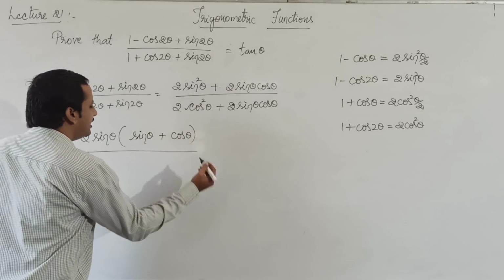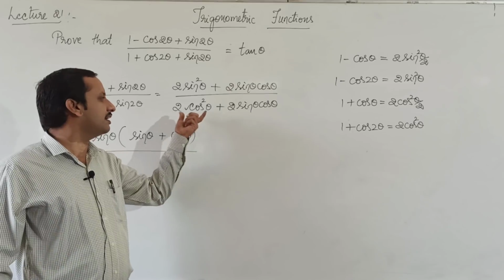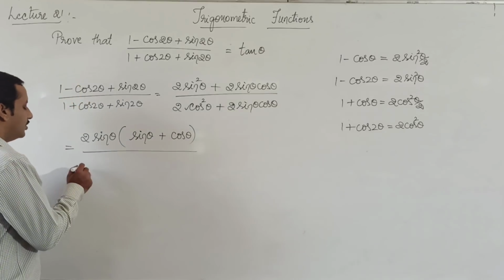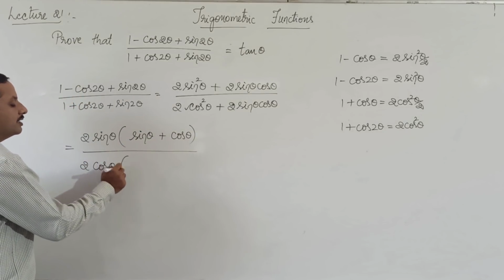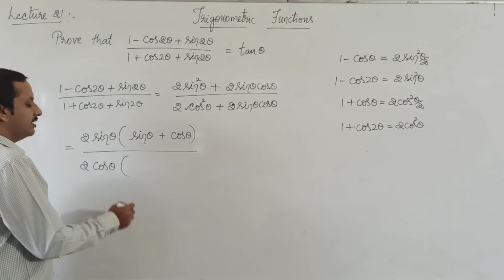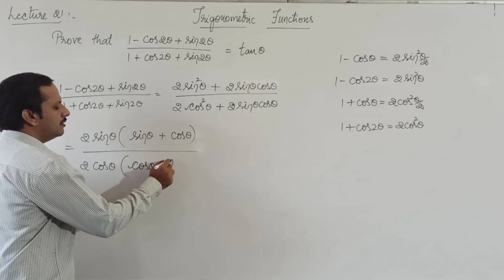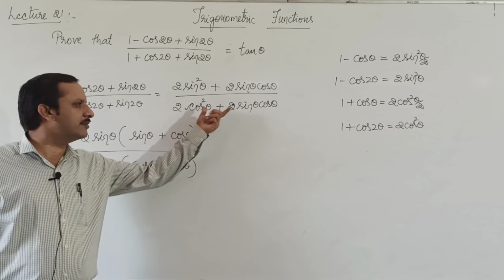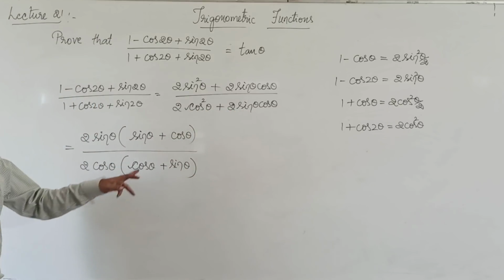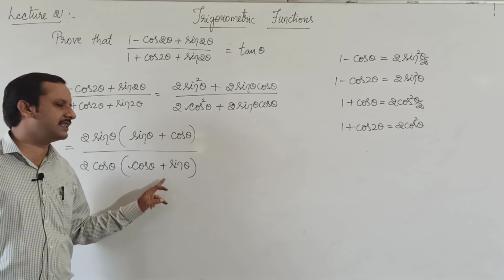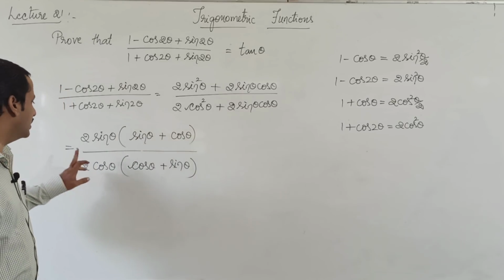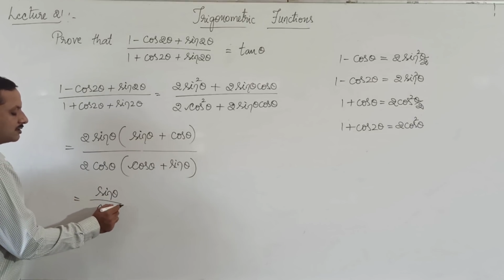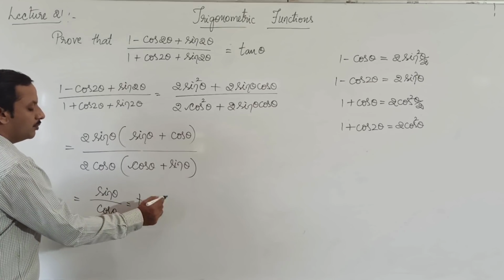Then in the denominator, what is the common factor here? Here you have 2 cos square theta, here you have 2 sin theta cos theta. So I will take 2 cos theta as common, then what will remain? Cos theta plus sin theta. I have taken 2 cos theta as common, here cos theta will remain, here sin theta will remain. Here you have sin theta plus cos theta, here you have cos theta plus sin theta. These two get cancelled. Here 2 gets cancelled. Then we have sin theta divided by cos theta, that's equal to tan theta.